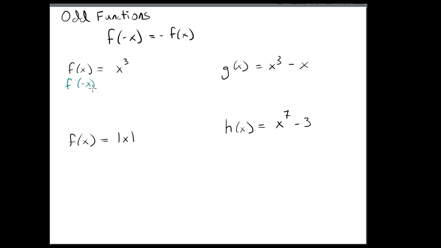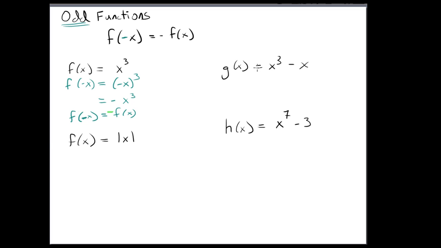If I take a look at f of negative x, and I have negative x cubed, well, that's going to be negative x cubed. The parentheses go away. And what is that? Why, that happens to be negative f of x, the exact opposite of f of x. When f of negative x is equal to negative f of x, the negative sign in a sense jumps outside of those parentheses. That means it's an odd function.